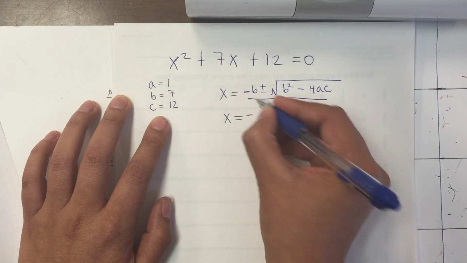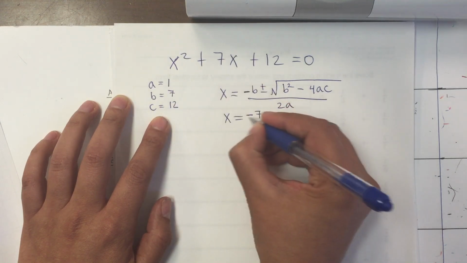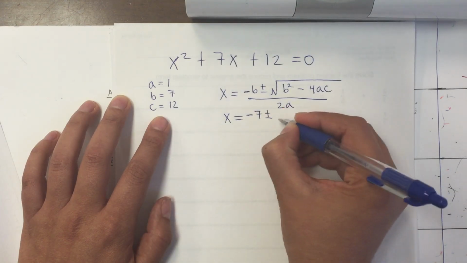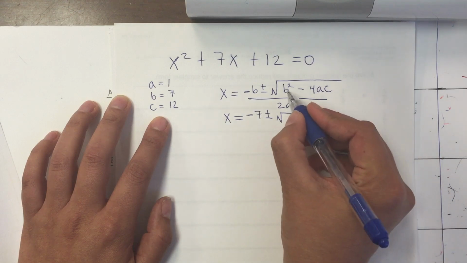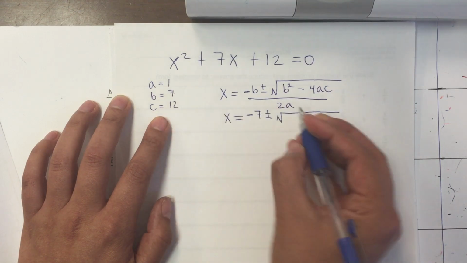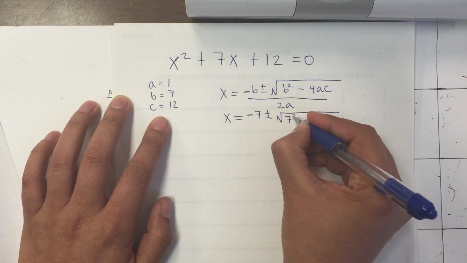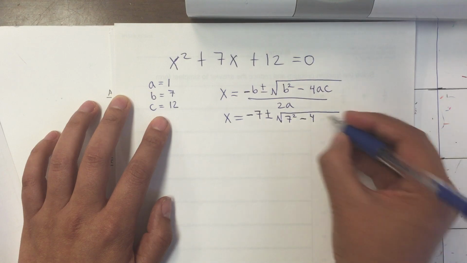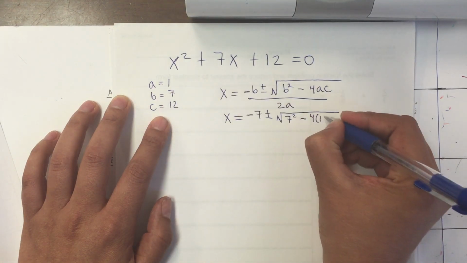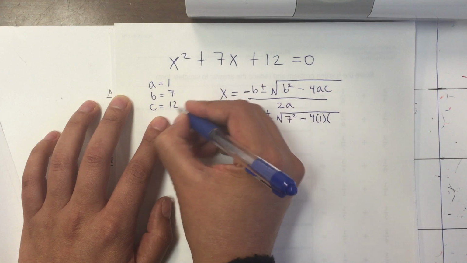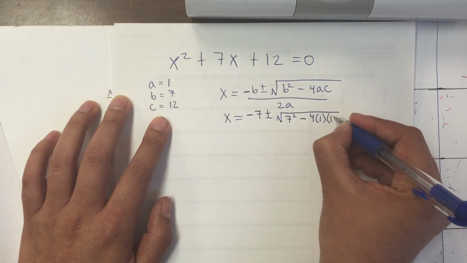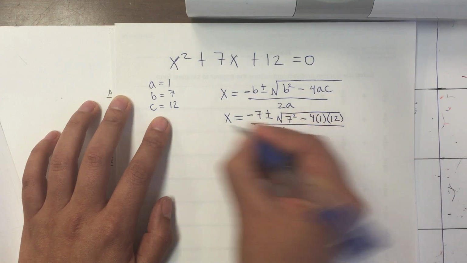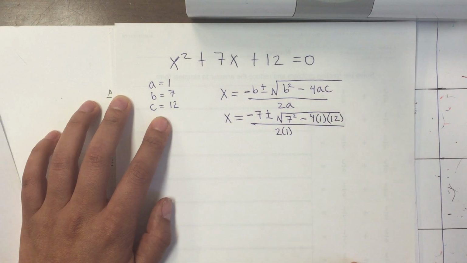So if we have x is equals to negative b. Negative b means negative from the equation, and b is 7, so it becomes negative 7 instead of this positive 7 in here. Plus or minus the square root of b squared, so again we get the value of b, which is 7, and square that, minus 4, which is always part of the formula, times a, which is 1, times c, which is 12. All over 2a, meaning 2 multiplied by a, which is 1.